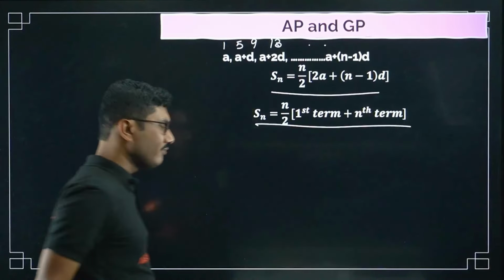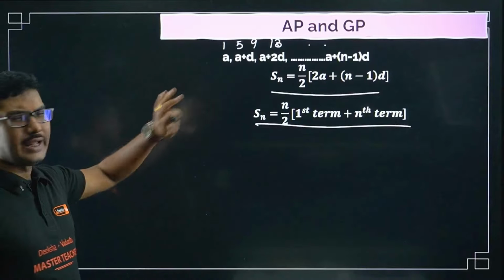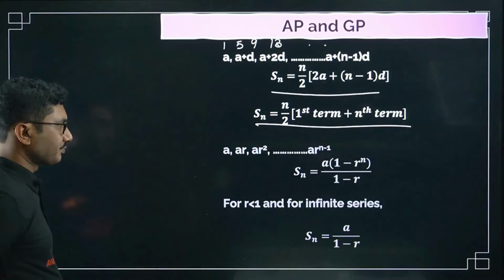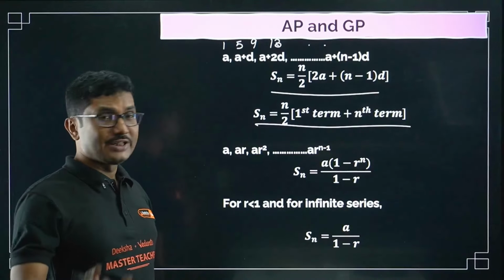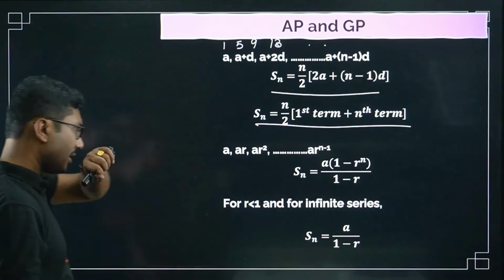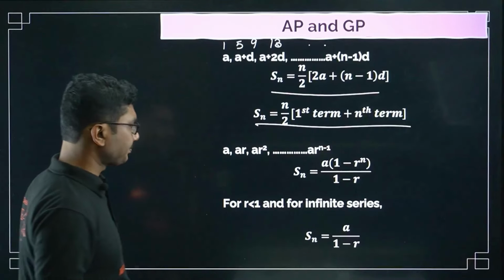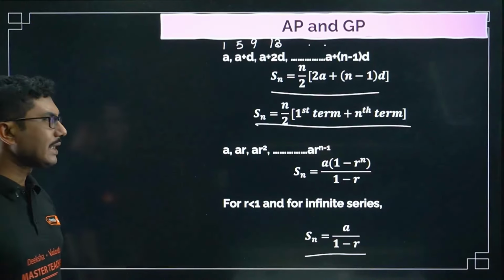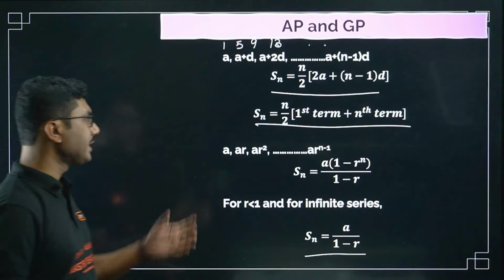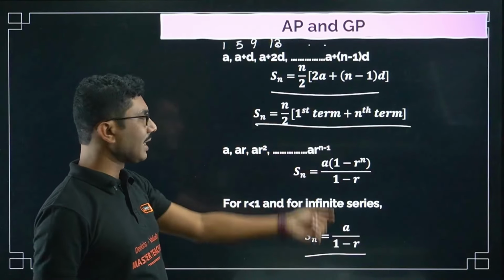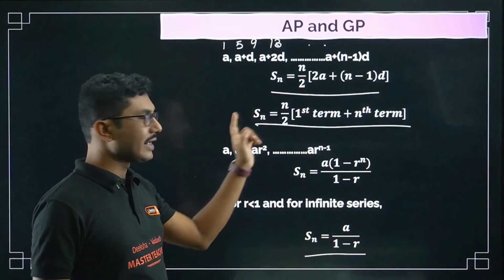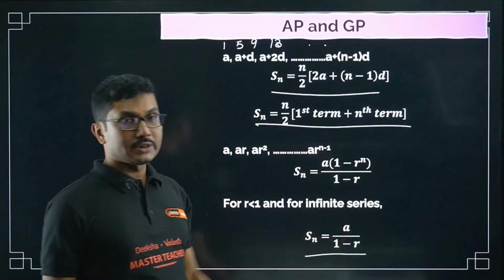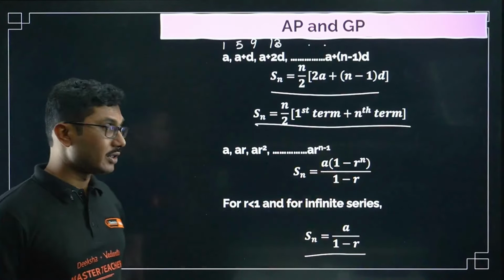This is another alternate form. In physics, AP, at least at this level, is not super common, but GP is. GP is very, very common in physics. GP is, instead of addition, a multiplier: a, ar, ar square, ar cube, like that. So this is the common general solution for the sum of all the terms.